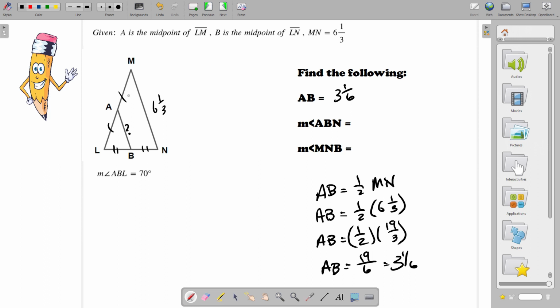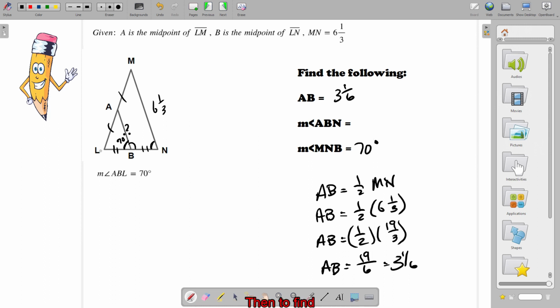We're told that angle ABL, this angle right here, is 70 degrees. They want us to find ABN, this angle, and they want us to find angle MNB, this angle. Well, angle MNB, or angle N, is a corresponding angle with angle ABL because these two segments are parallel, and so corresponding angles of parallel lines are congruent, and so this angle is 70.